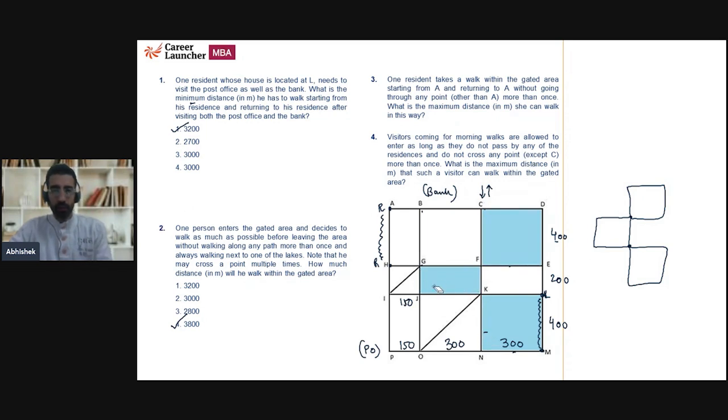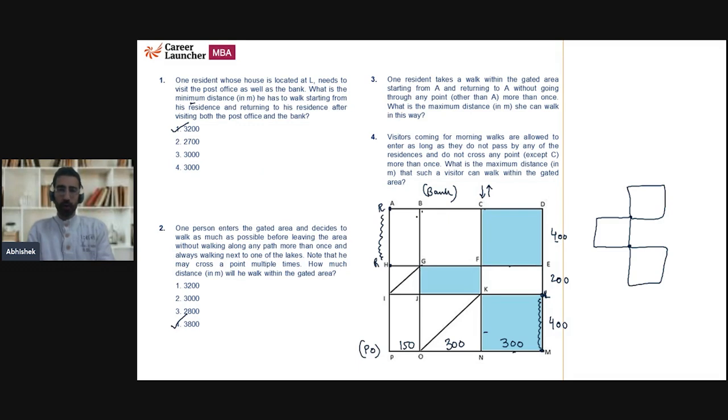Okay, we don't need all of this. Save space. Question 3 says, one resident walks within a gated area starting from A, and returning to it without going through any point other than A more than once. Just A twice. Can't even go through another point more than once, right? So what is the maximum distance she can walk in this way?